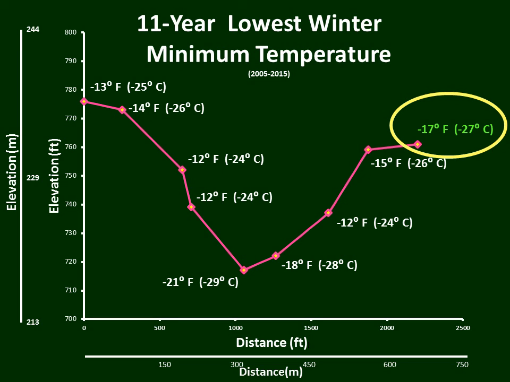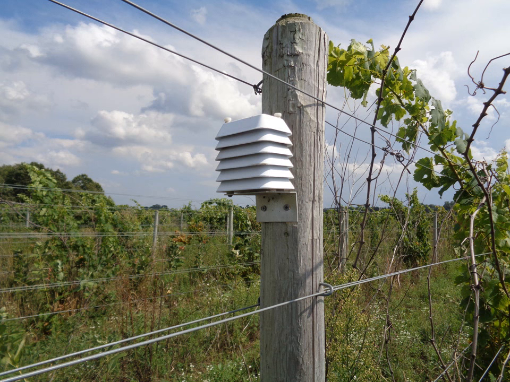Well, I think it's time to start giving some explanation why the location at the south end of this valley is such a poor choice for a vineyard. Why did it have a minus 17 degrees Fahrenheit low winter temperature for that 11-year period? Why did it become an abandoned vineyard? There's a couple of reasons, but we're going to give one of them right now, and it's this.